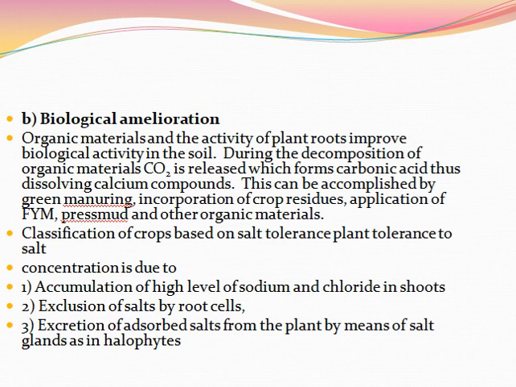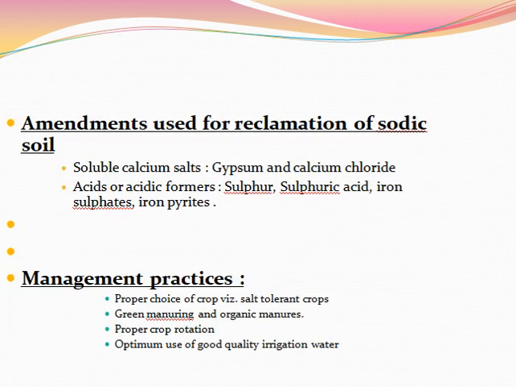And certain amendments, that is chemicals used for reclamation of sodic soil, are first the soluble salts, that is gypsum. Then acid forming amendments, that is sulfur, sulfuric acid, iron pyrites, and iron sulfates. This is all about reclamation of sodic soil or alkali soil.